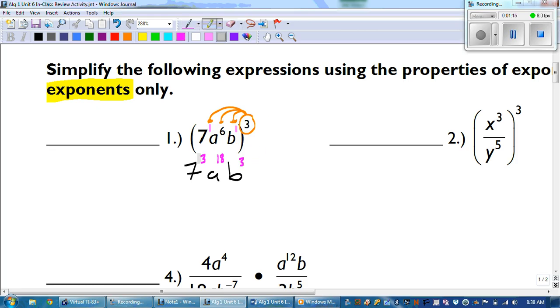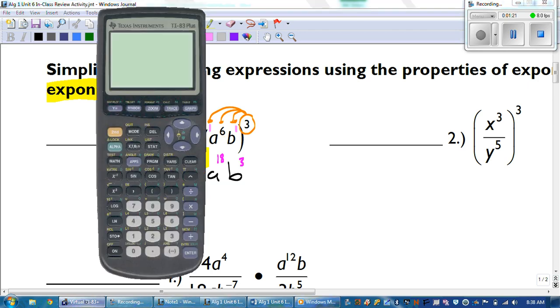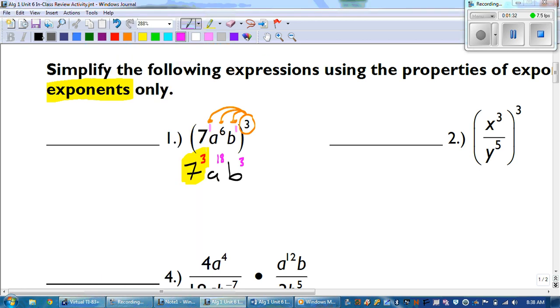Now, we always want to simplify our answers, and 7 cubed is not simplified. Okay, so I'm going to take my calculator. Yes, I know I still have this old one, but 7 raised to the 3rd power. And then we get 343. So 343, A to the 18, B cubed. And that's what we write on the line.